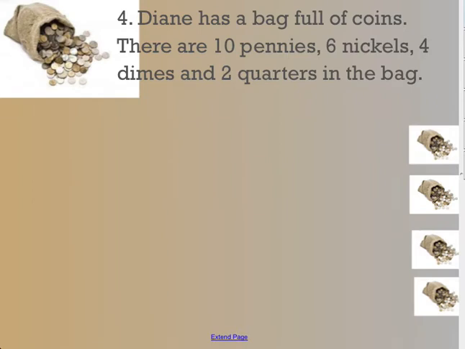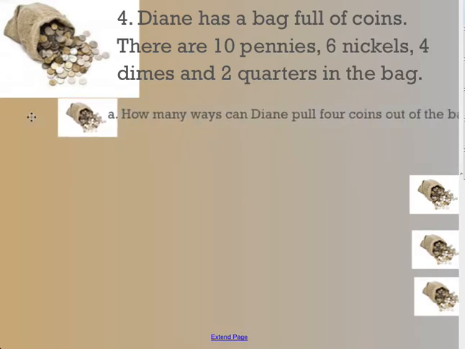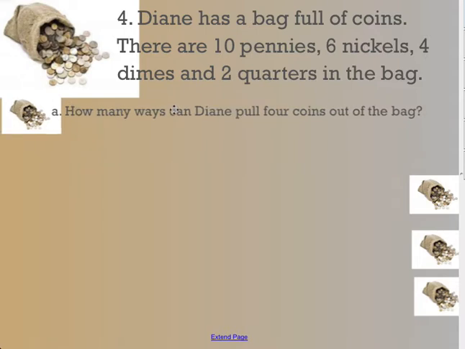So we're talking about a bag of coins. And so we just want to figure out how many different ways can you pull 4 coins out. We're not talking about the order in which we pull those coins out. So this is going to be a combination. So we have 10 plus 6 plus 4 plus 2. So we're going to have a total of 22 coins, and we're choosing 4.